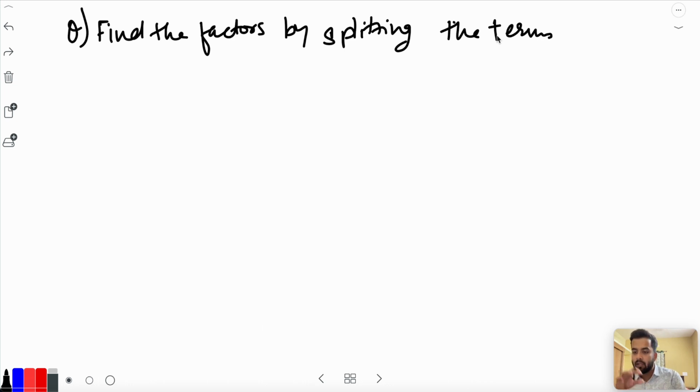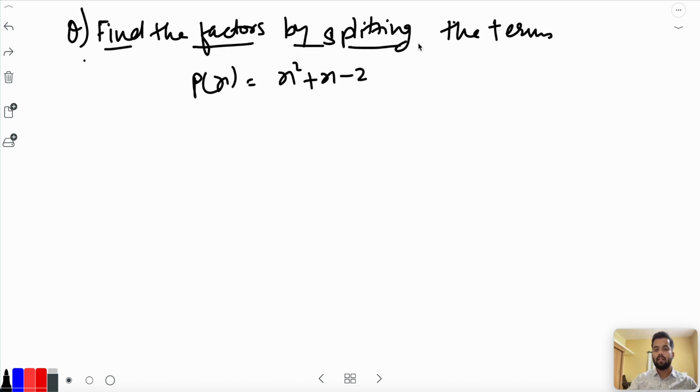Okay, I don't want the video to be a linear one. Okay, let's switch. So here the question is, assume we have a p(x) value x square plus x minus 2. Assume we have a value like this. Here what we need to do is find the factors by splitting the terms. We have to find the factors of this quadratic equation.